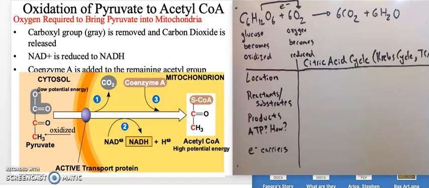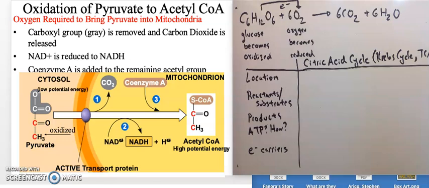One more thing to mention about pyruvate oxidation. The enzyme complex pyruvate dehydrogenase only functions when oxygen is present. So oxygen isn't a reactant, but oxygen must be present in order to do pyruvate oxidation. Without oxygen present, the pyruvate is actually going to stay in the cytoplasm, and we'll talk about what happens to the pyruvate in the absence of oxygen later.